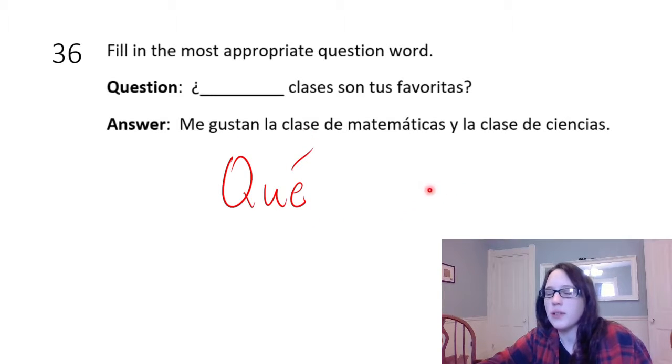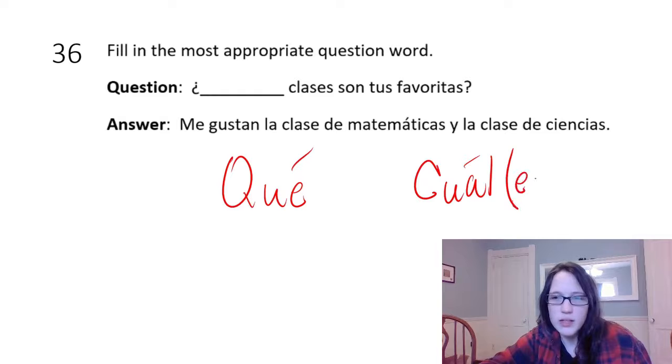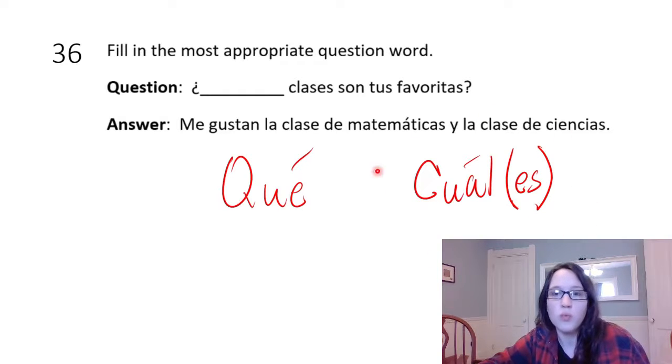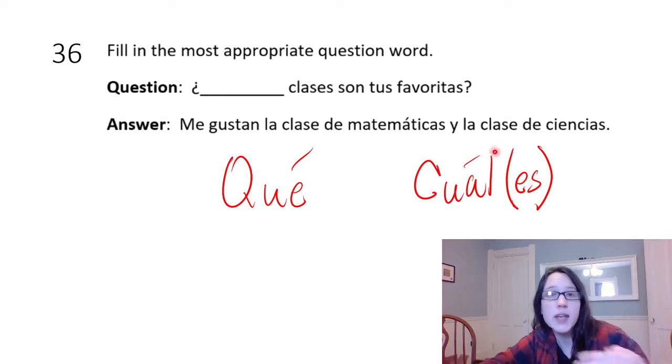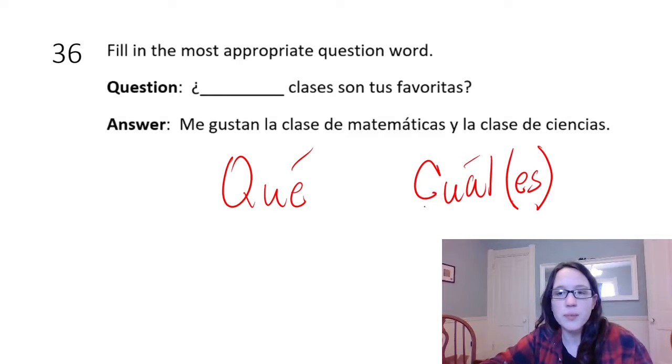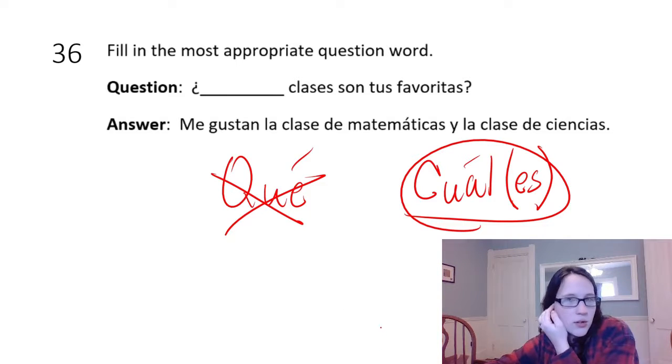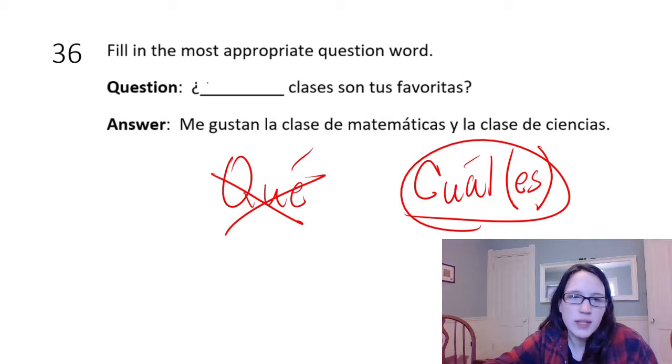But there's another word that we learned that's actually better in this situation. We learned a word called cuál, which can also be cuáles sometimes. This word you use in situations when you're picking from options. It's kind of like which one or which ones. So in this situation, if we're asking which classes are your favorites, we're asking out of your classes, which ones are your favorites? So this one is actually the one that we want to use. Qué, you're going to use anytime that you would use what, but you're not picking from a list of things. Like, hey, what are you going to do today? So cuáles is our right answer here.